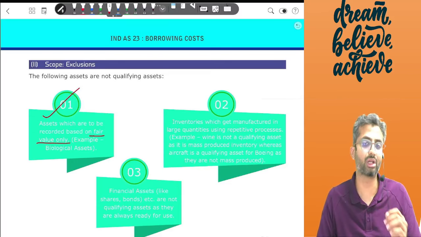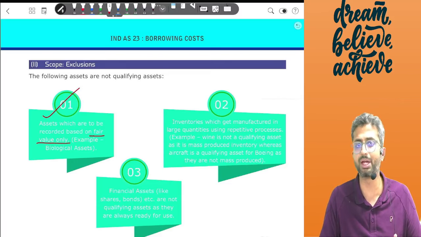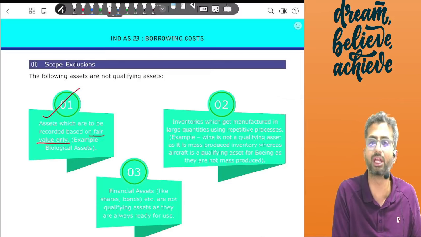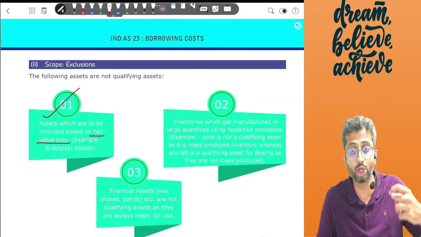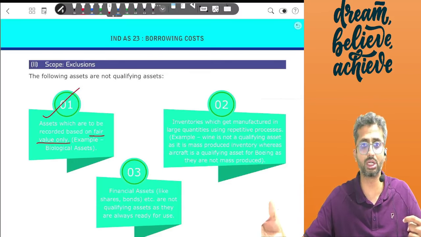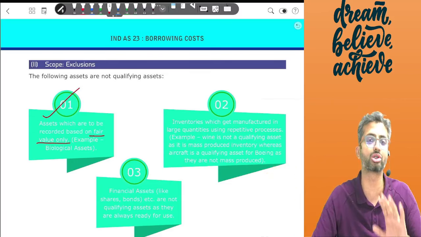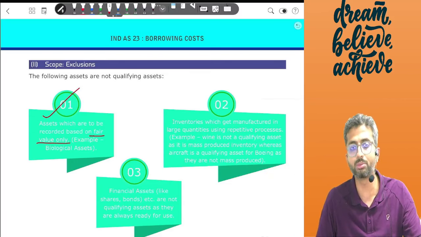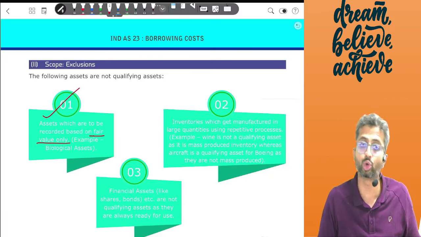Also, financial assets like investment in shares, investment in debentures, etc. are ready for use from day one. And as a result, if you have taken a loan to invest in shares or invest in debentures, even if it is shares or debentures of your subsidiary company, this will not be a qualifying asset, and hence interest cost will go to the P&L account.